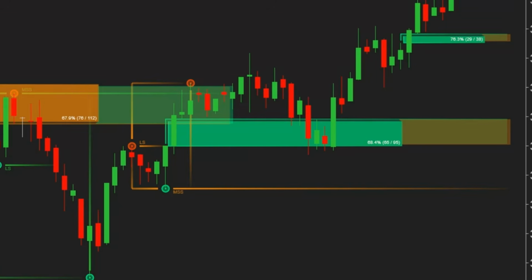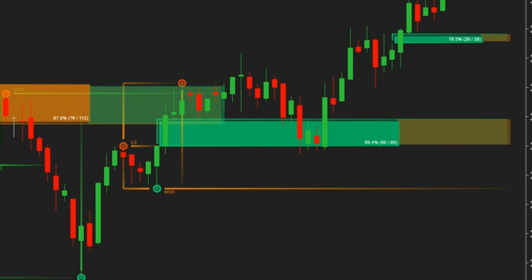helping traders visualize the sequence of events. First, liquidity is taken, then market structure changes, and finally price often returns to a favorable area before continuing in the new direction. In other words, PhantomTrace helps traders focus on where the market may be hunting liquidity and where higher probability opportunities may develop afterward.